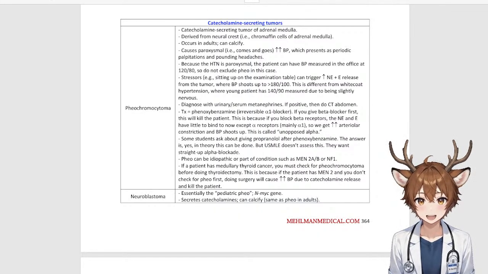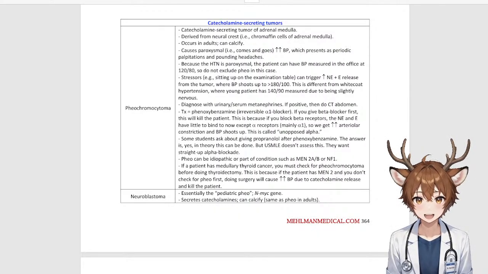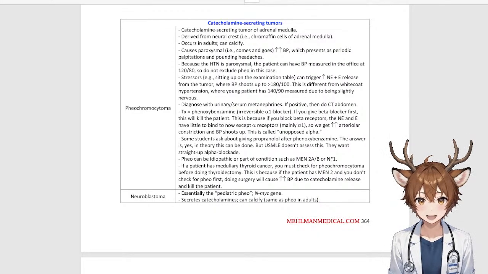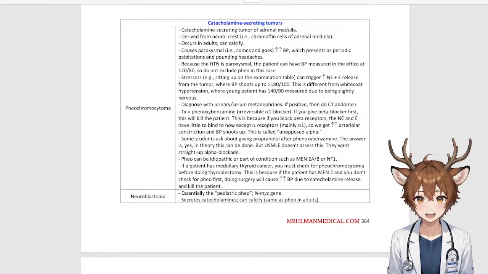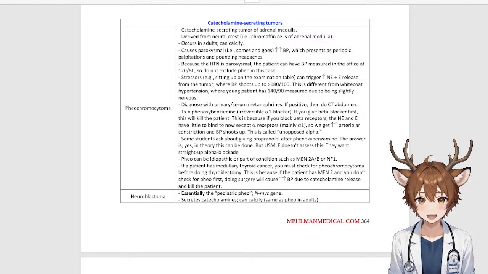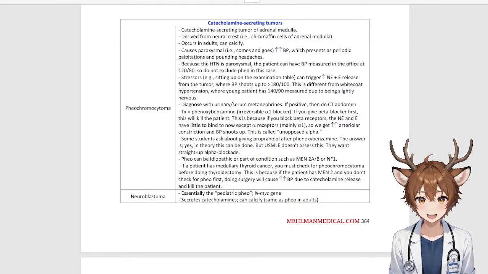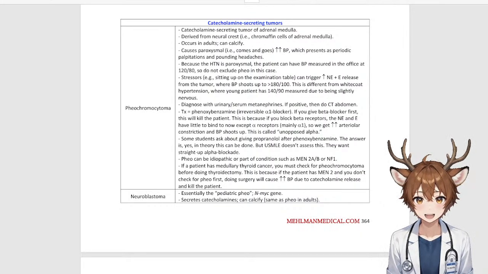Treatment would be phenoxybenzamine, an irreversible alpha-1 blocker. If you give a beta blocker first, this will kill the patient. This is because you will have blocked the beta receptors. The norepinephrine and epinephrine have little to bind to now, except alpha receptors, mainly alpha-1. So we get significant increase in arteriolar constriction and blood pressure shoots up. This is called unopposed alpha.